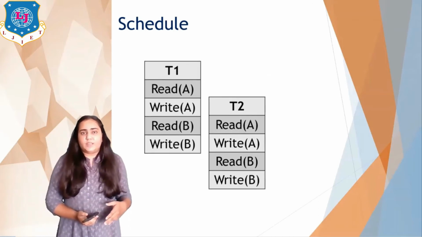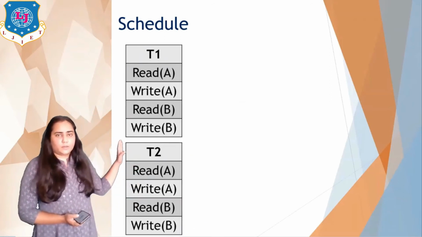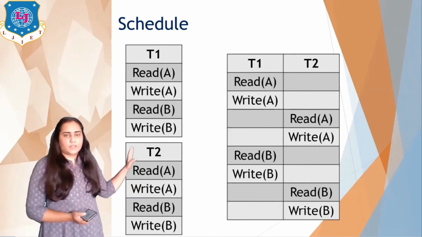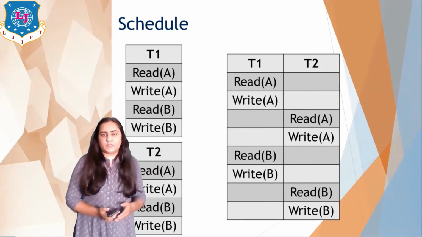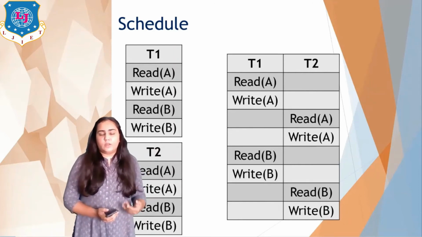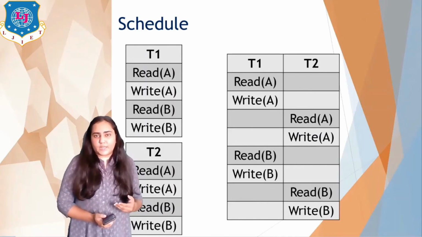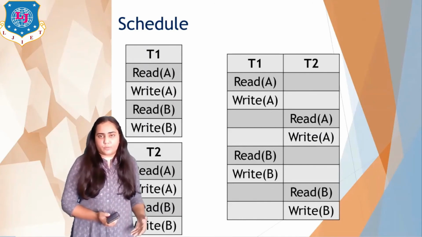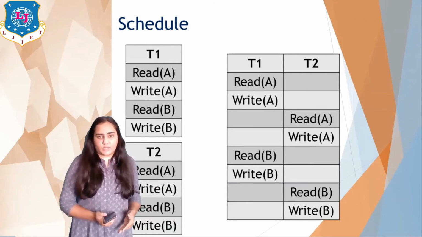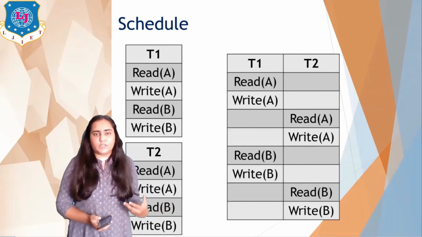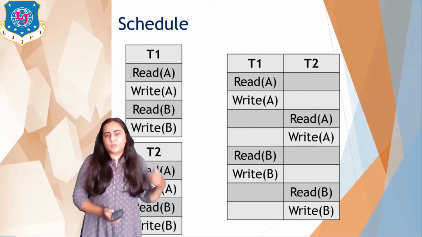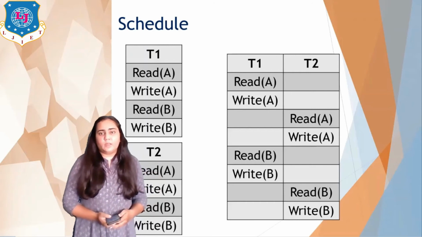One such way is creating a schedule in this manner. What you see here is transaction T1 and transaction T2, and T1 is first going to perform read A and write A, both operations. After that, T2 will perform read A and write A. Then again, T1 performs read B, write B. And then once again, it is T2's turn to do read B and write B. So this is what a schedule looks like.